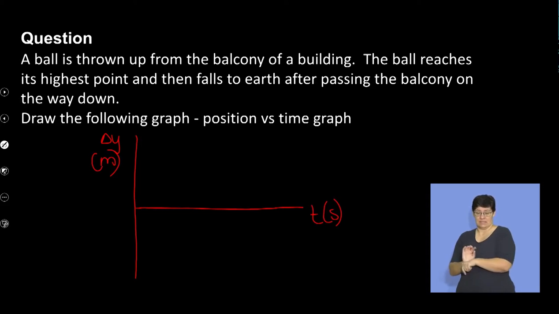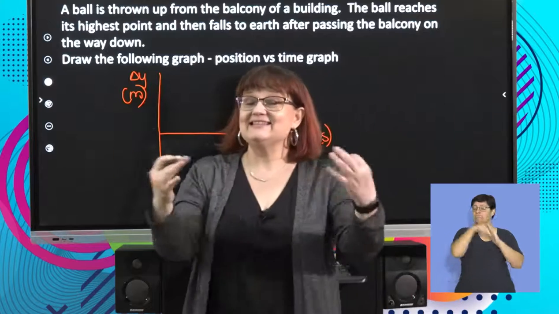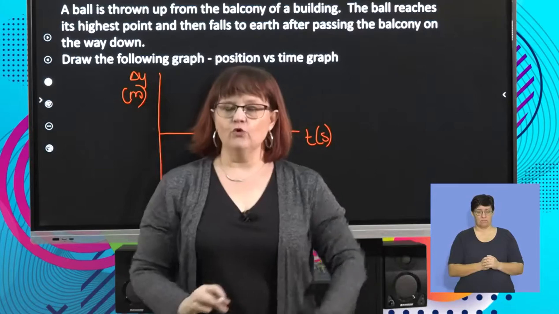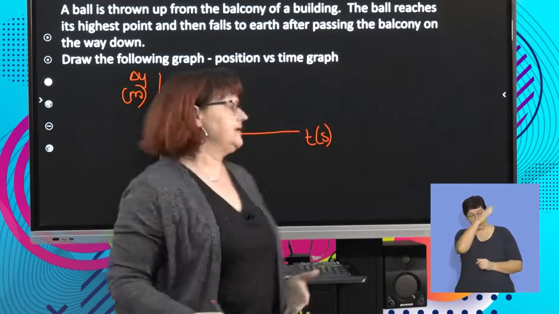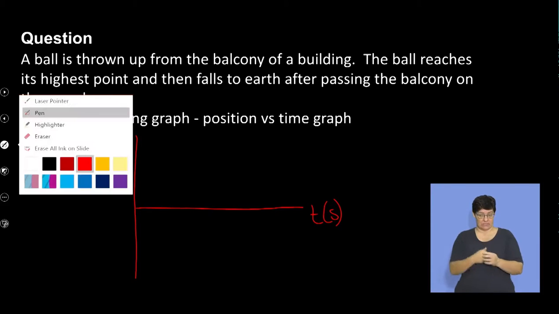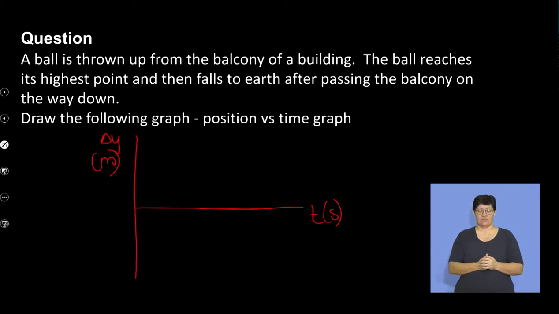Now, I don't have any more detail. It's a sketch. What are we looking for? Shape. I've taken up as my positive direction. That means my graph, the 0 point is the balcony. It's going to go up and get slower and slower and slower. Then it gets to its highest point, then it gets faster and faster and faster, and it goes below here. This is what they're looking for.